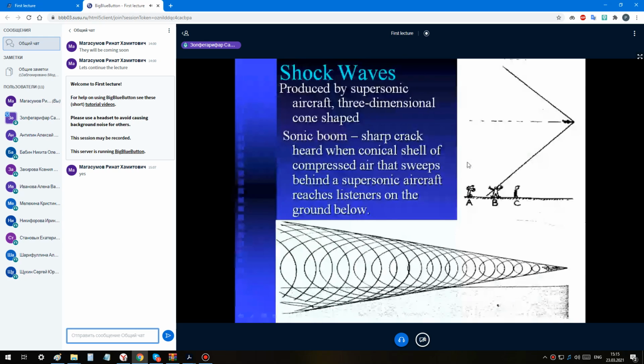Schematic shapes show the supersonic aircraft, three-dimensional cone, and also the sonic boom, a sharp crack, hard wind, a shell of compressed air that sweeps behind a supersonic aircraft and reaches the listener on the ground below, at locations A, B, and C.